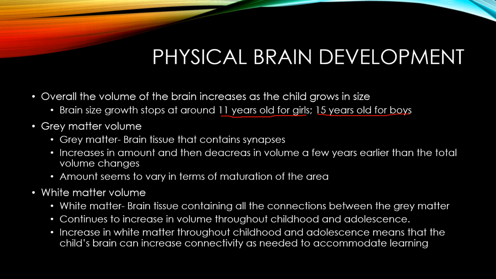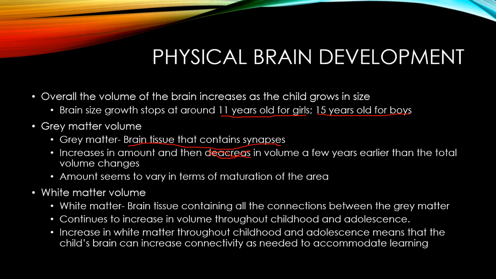And in terms of gray matter volume, this is brain tissue that contains synapses, so very, very important. These increase in amount and then decrease in volume a few years earlier than the total volume changes. And you can ignore my misspelling of decrease here. But the amount seems to vary in terms of the maturation of the area.